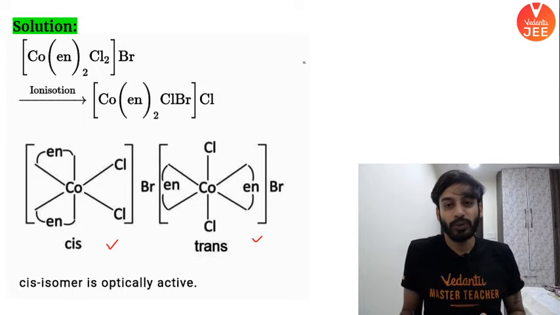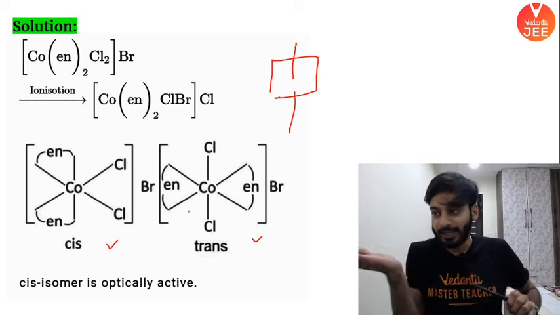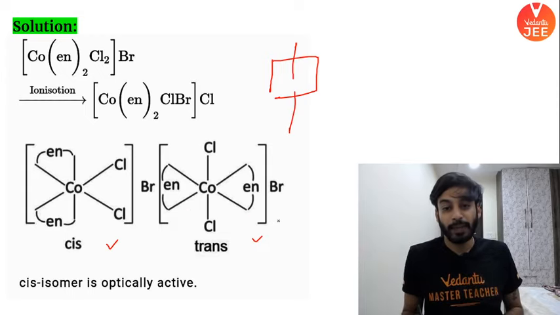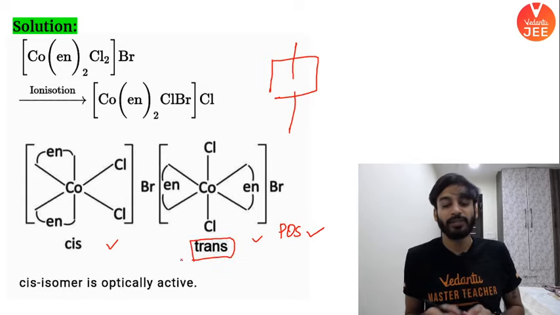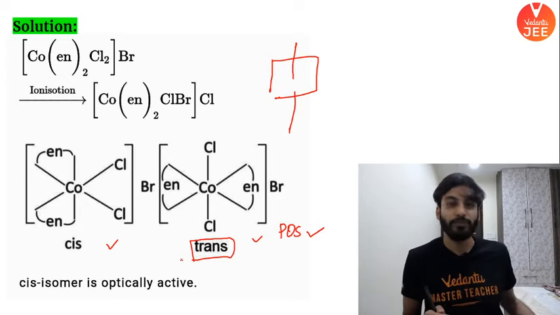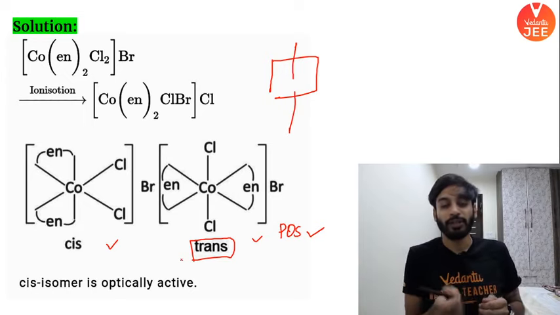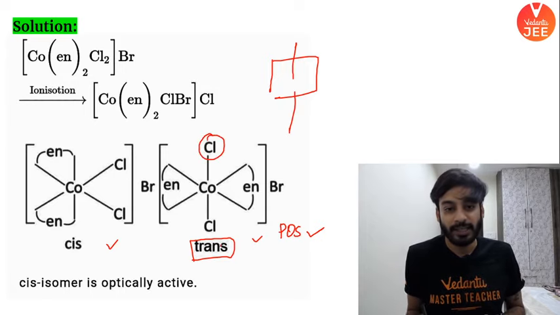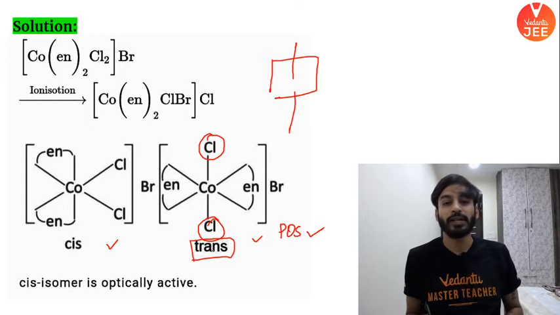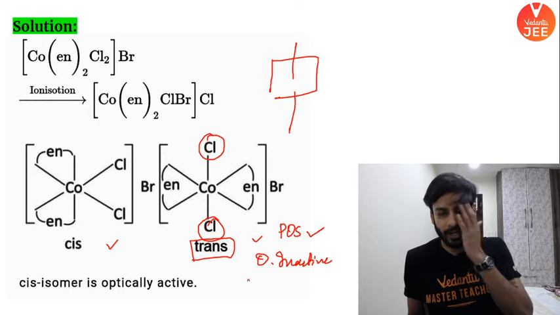If you notice this octahedral structure, and I take this as a plane, there will be a plane of symmetry in the trans isomer. Take the plane just like the plane of paper. You can see that Cl is opposite, they are equal and opposite, and there is a plane of symmetry, so it will become optically inactive.